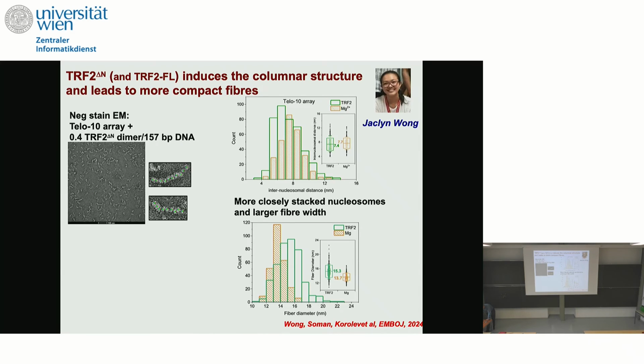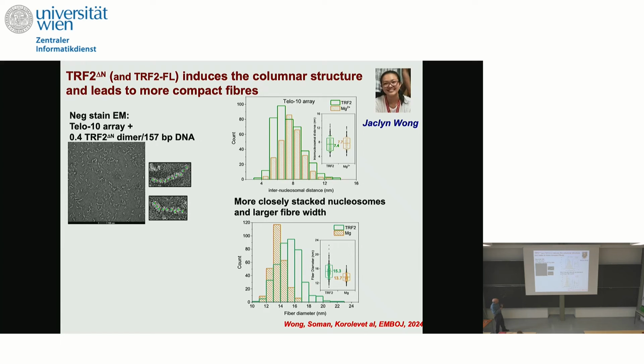This work was done by Jacqueline Wong as well as with Soman. And what we found interesting is that, and these are results for the truncated version of TRF2 without the N terminal, but actually we showed that the same structural features are observed for the full length.